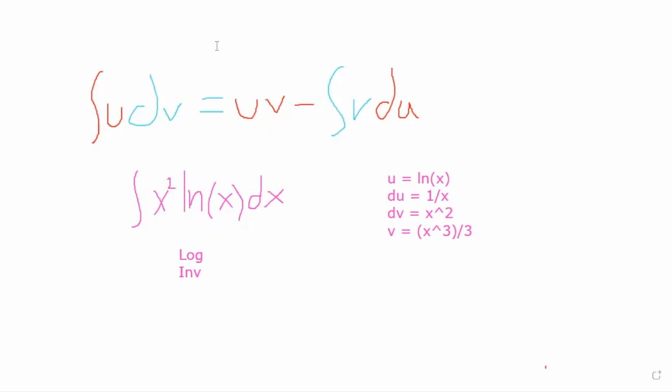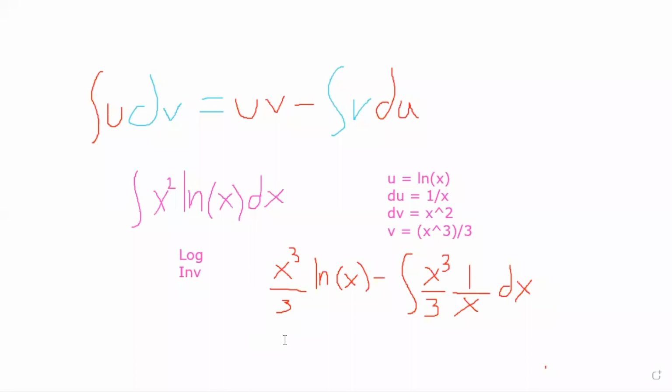Now we're looking for the uv. Because we're looking for the uv, we're going to multiply the x cubed over 3 times the natural log of x, and we're going to subtract the integral of v, so the v is going to be the x cubed again over 3, and then we're going to have the du. The du is going to be that 1 over x, and I'll keep it like this for now, and then don't forget to close your integral.